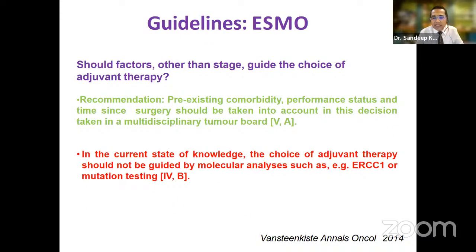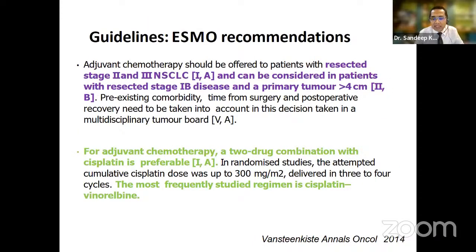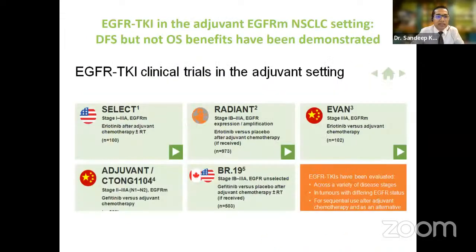So the ESMO guidelines, again, there are several factors apart from the stage that I have already stated, and even in the elderly patients, one can extrapolate the same data. The ESMO guidelines have again revealed the same, that one can use a doublet chemotherapy depending on the comorbidities of the patient and the availability of local drugs.